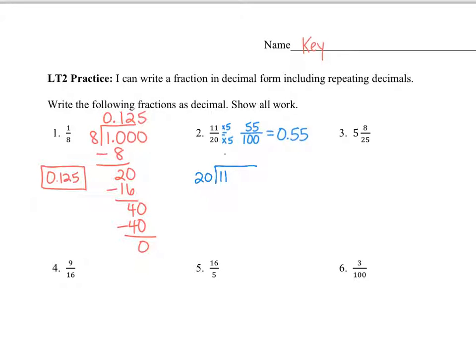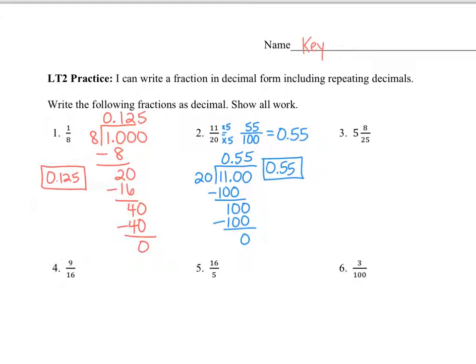So 20 does not go into 11, so we'll put a 0, and now we're into the decimals, so 110. So I know that 5 times 20 will get me up to 100, so 5's the most it can go in. So we'll subtract 100 to see what we have left over to still divide. You've got to bring down a 0, and now we say how many times does 20 go into 100? That's 5 times, and that goes in evenly. So then we have a remainder of 0, so we're done. So 55 hundredths, or 0.55, is our final answer for number 2.